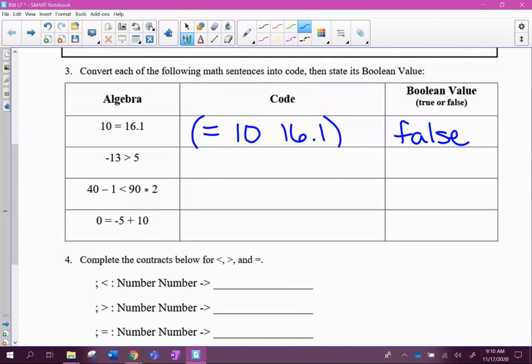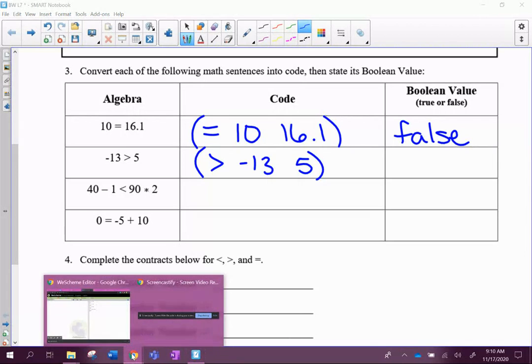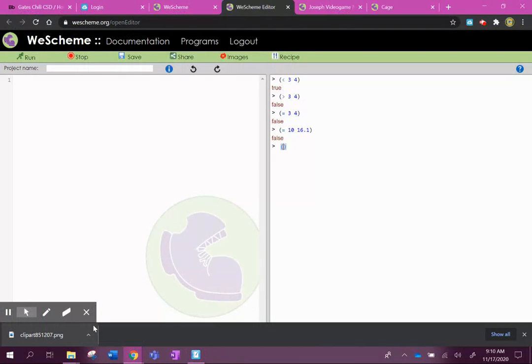All right. Negative 13 is greater than 5. So we add a parenthesis, greater than, negative 13, 5. So into Wii Scheme, parenthesis, greater than, negative 13, 5. False.